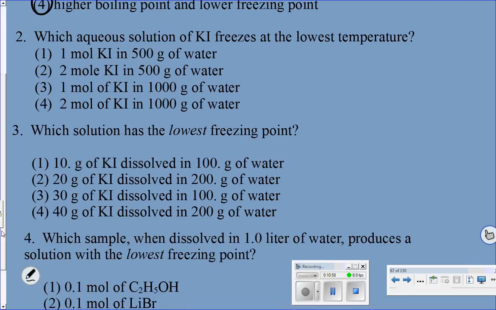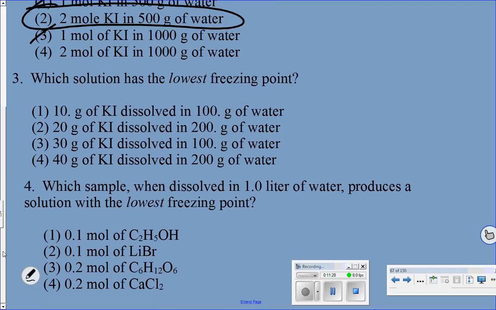Which aqueous solution of potassium iodide will freeze at the lowest temperature? So you're going to have the greatest effect here. So we're looking for the highest concentration. So as we look through these, we can compare the first two. 1 mole in 500 grams is lower concentration. I'm going to compare 3 and 4. 1 mole in 1,000. So now I'm just comparing 2 and 4. 2 moles in 500 grams of water is higher concentration than choice 4.